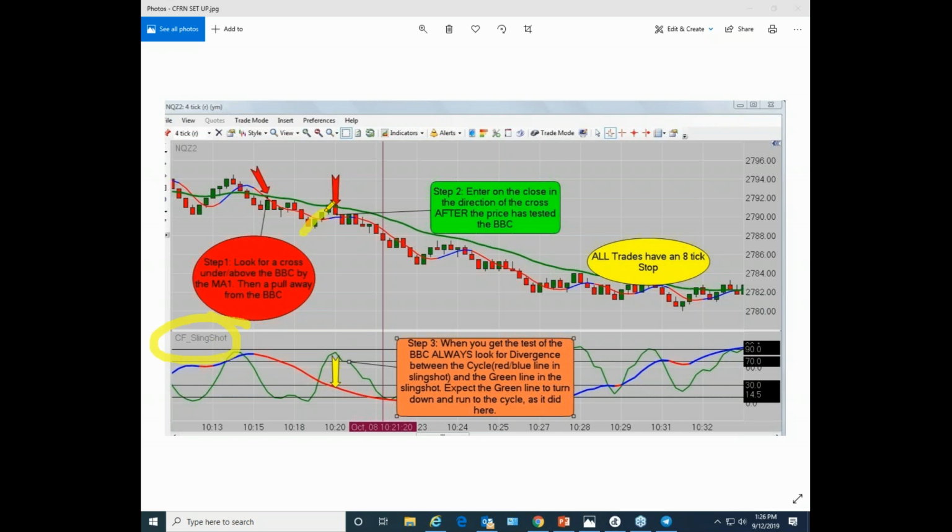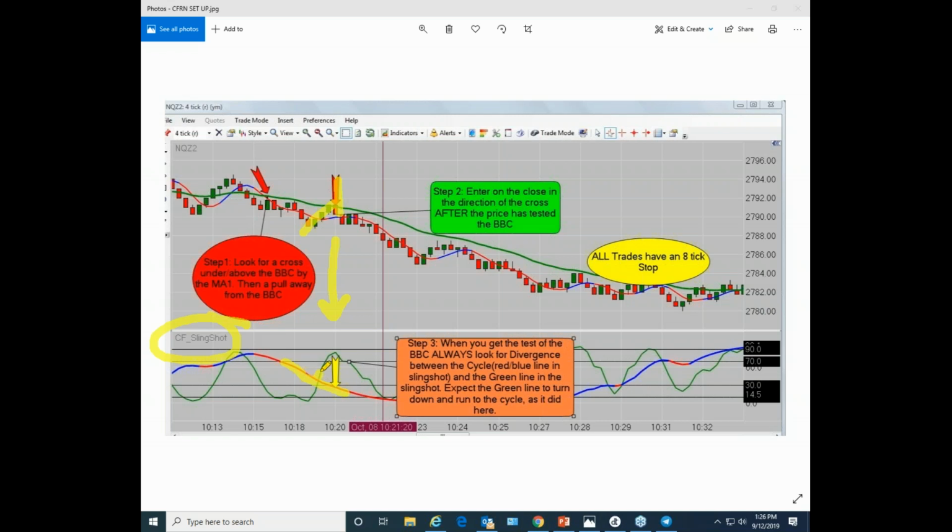Market's going to go up. It's going to tag that green line, and it's going to close in the direction of the trend. You're going to like, all right, I got step number 2 in play. And then your eyes are going to gravitate toward the slingshot. You're going to say, holy smokes, I got divergence. I have that separation. And the cycle is red. Man, I got everything's the same color.